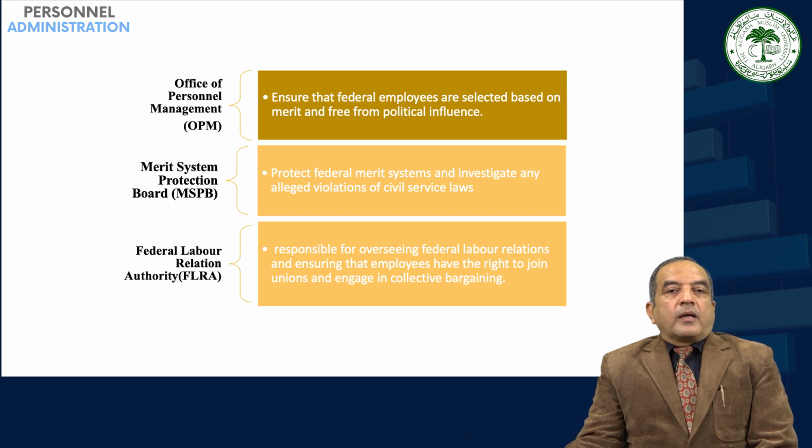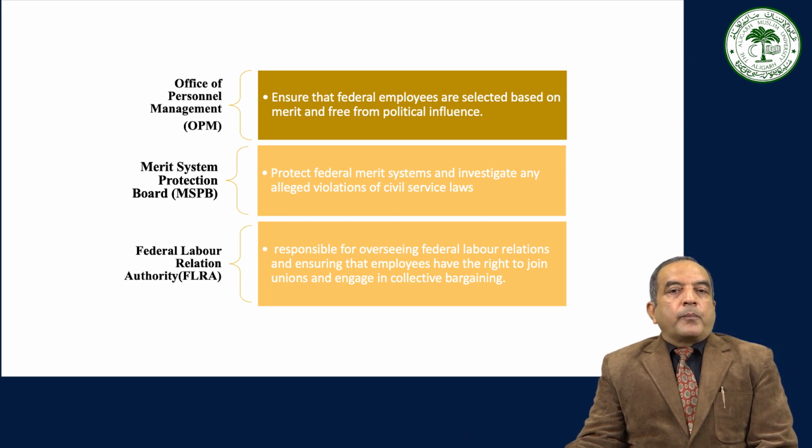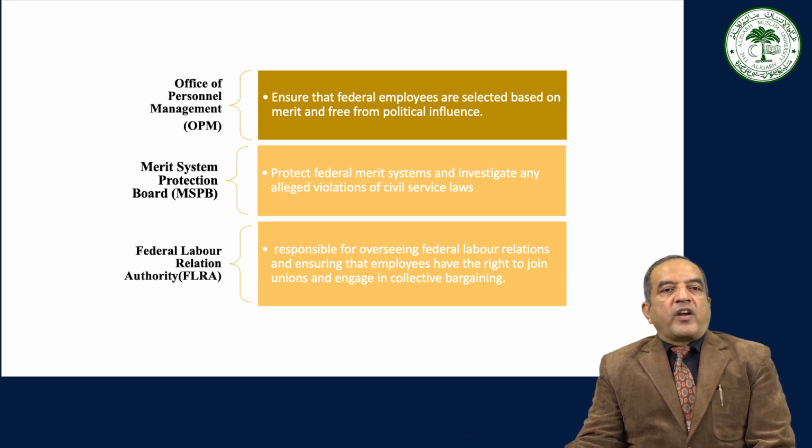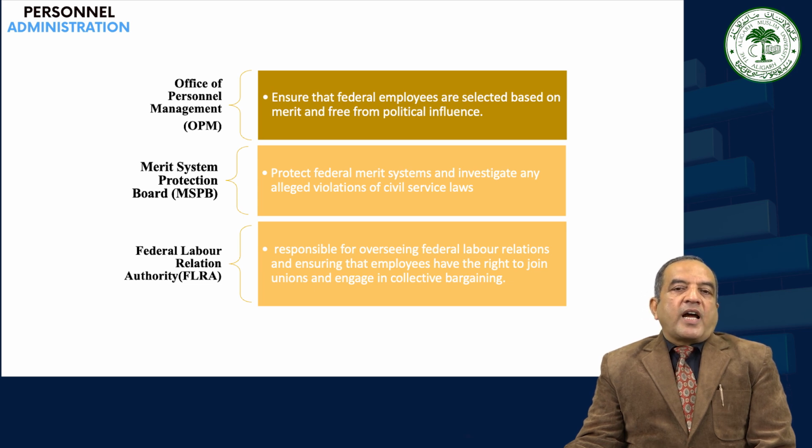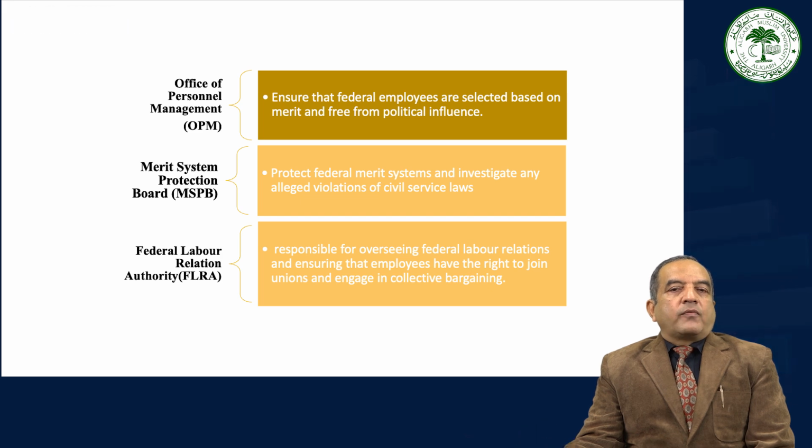Then the Federal Labor Relations Authority. This is the third important agency which was created in the United States of America in the reforms after 1978. The FLRA, on the other hand, is responsible for overseeing federal labor relations and ensuring that employees have the right to join unions and engage in collective bargaining. There is a freedom given to the employees: they have a right to have their own associations and unions, and these unions can have discussions with the government and make demands for the welfare of their employees.